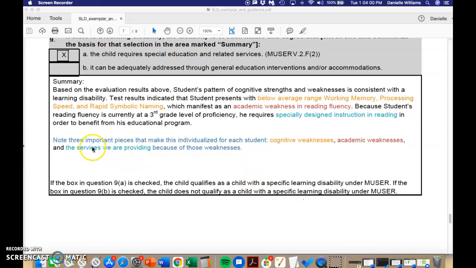And instead of saying we're providing specially designed instruction, you might say we're providing a 504 plan, or the statement might simply say, because the student is able to achieve at grade level, or that might not be the most appropriate thing if he does have some evidence of a learning disability. But whatever the statement is, you can indicate either he needs specially designed instruction, he needs accommodations, or he is able to benefit from grade level instruction in the general education setting.